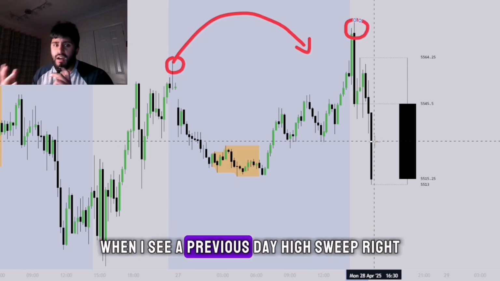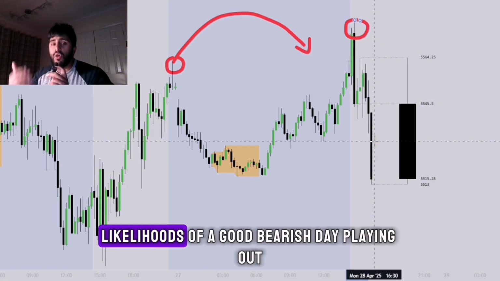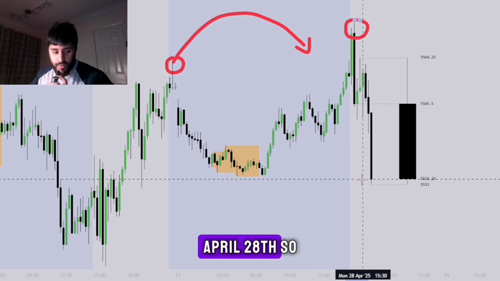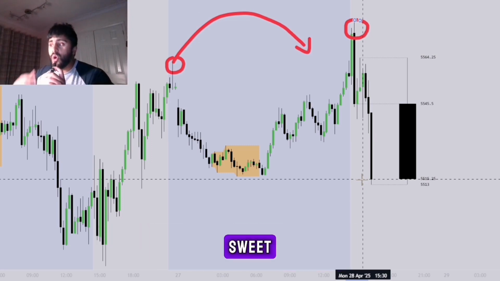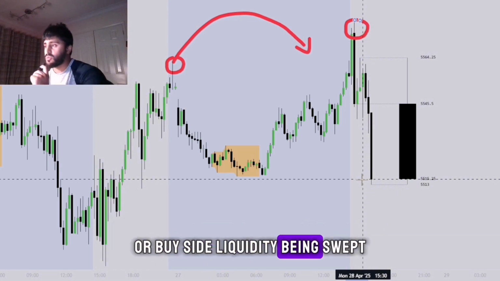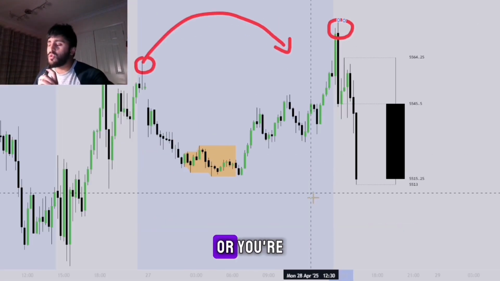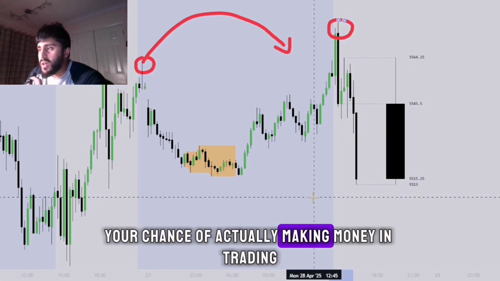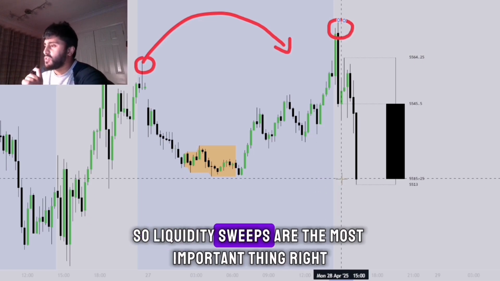When I see a previous day high sweep, this is one of the highest probability likelihoods of a good bearish day playing out, which is exactly what we had over here on Monday, the 28th of April. So, a high probability trading condition often comes down to a liquidity sweep. What are we looking for in terms of sell side liquidity being swept or buy side liquidity being swept? In this case, when we look for a high of day, if you know where the high of day is going to be, or you're quite confident with where the high of the day is likely going to be, your chance of actually making money in trading significantly increases because you're on the right side of the market. So liquidity sweeps are the most important thing.